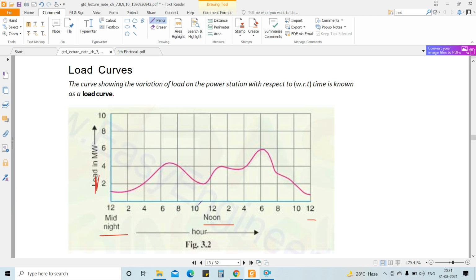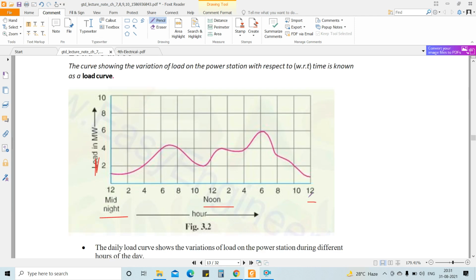Again in the afternoon the load is a little bit down, that is nearer to 2 megawatt. And again in the evening time, around 6 p.m., the load is high, greater. Here it is 6 megawatt load. And again in the night, in the midnight, the load is below 2 megawatt. So how the load changes with respect to time, that is shown in this curve.